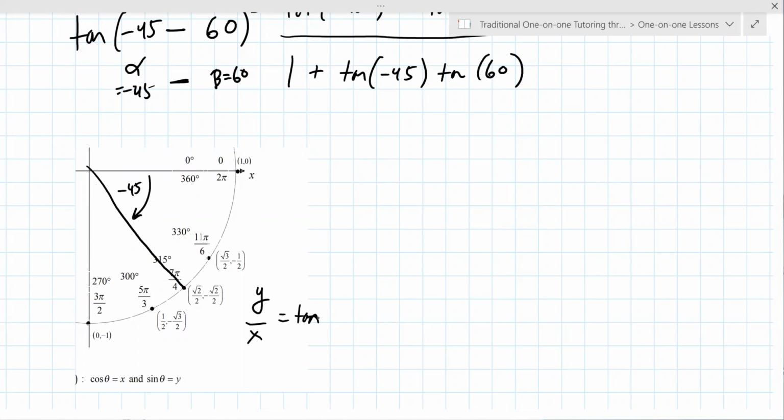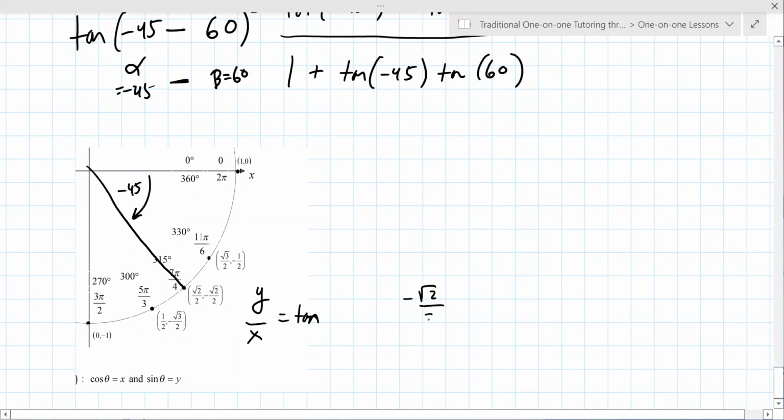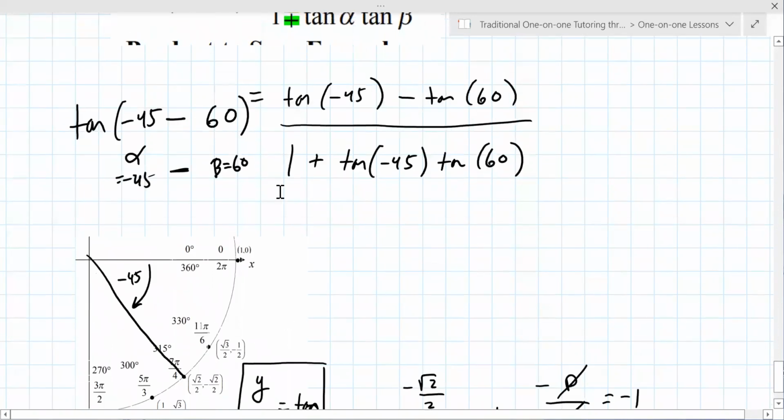So tangent is always y over x. So it's minus square root of 2 over 2 over square root of 2 over 2. And they're the same. It wouldn't matter if it was minus p over p, they cancel and you get minus 1. So if it's the same on the top and the bottom, except for a minus sign, it becomes minus 1. But more generally, tangent is y over x. So we're going to need that for the 60. So this becomes minus 1 minus, we've got to get the tangent of 60, over 1 plus minus 1, we've got to get the tangent of 60.